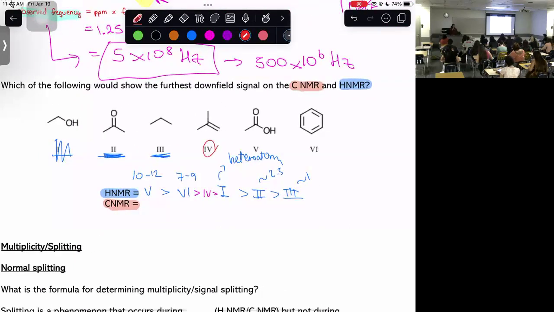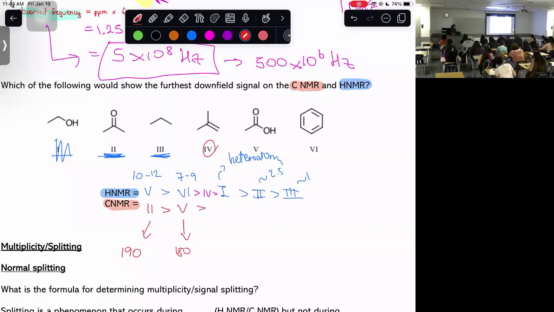Okay, so we have our ranking for HNMR. Is it gonna be the same exact ranking for CNMR? What did you guys find? What's the most deshielded signal? What's gonna be the approximate chemical shift? It's gonna be around 190. What's gonna be next? Carboxylic acid, which is around 180.